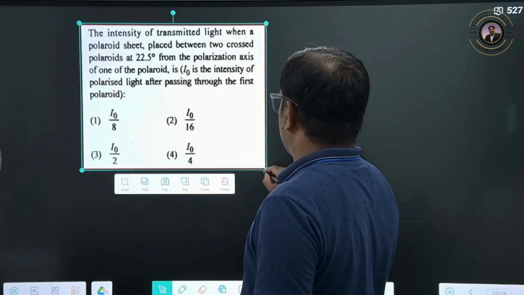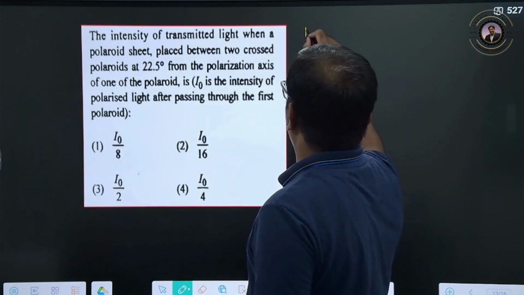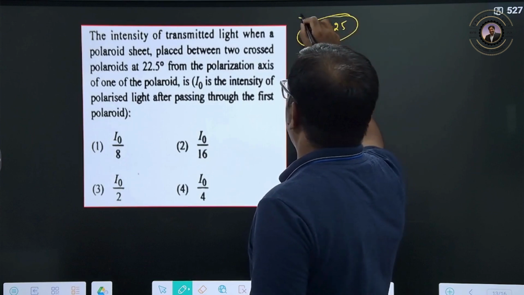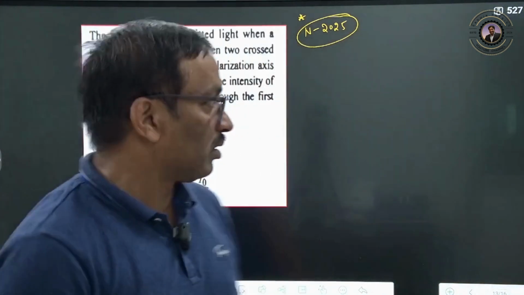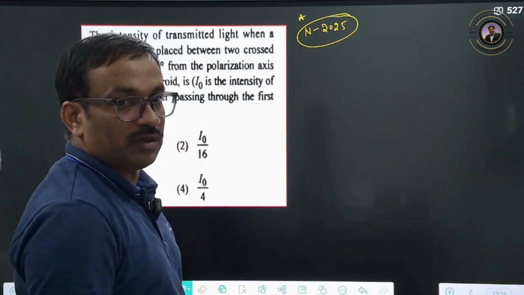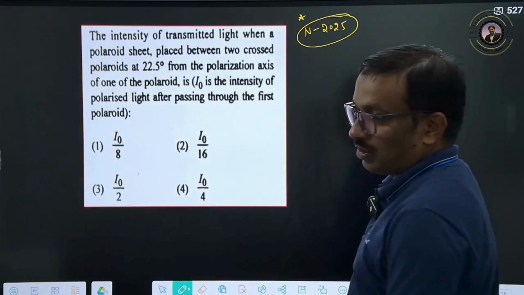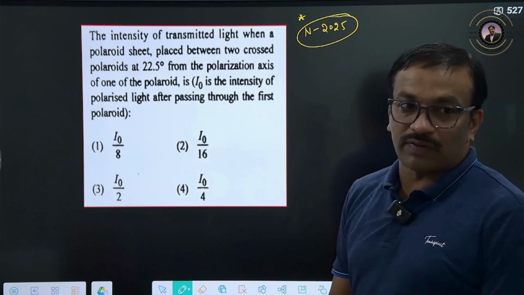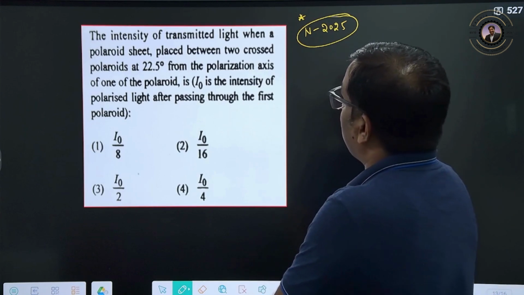Yeah, so this is a NEET 2025 question now. A lot of controversy, it was a controversial paper, right? So NEET 2025 question. Let us see what this question is now. In NEET 2025, they gave 2 questions from polarization now. Clear? So the intensity of the transmitted light.